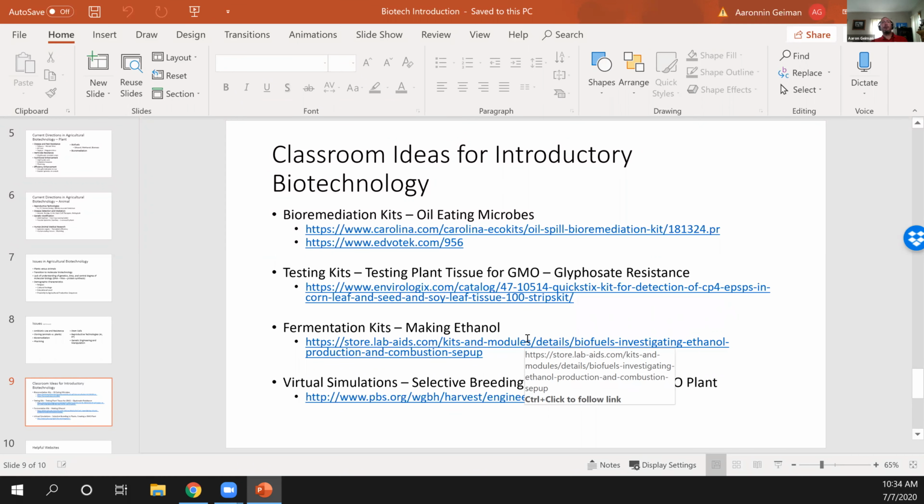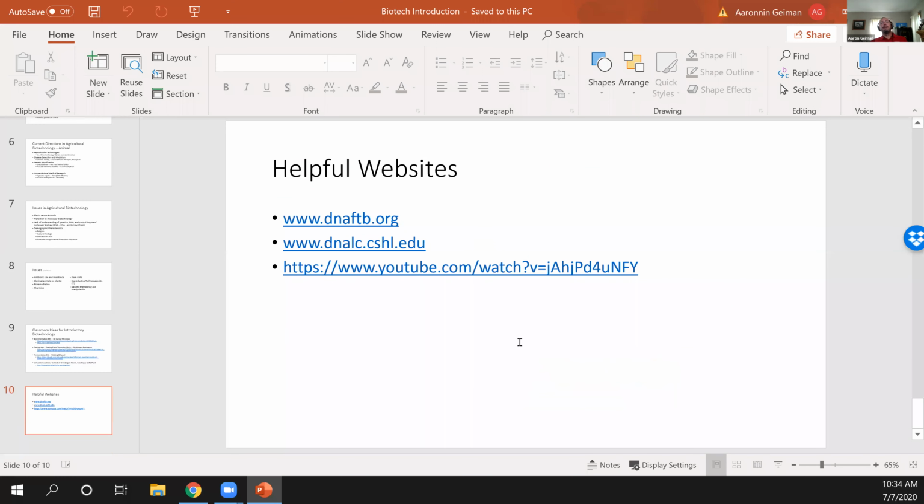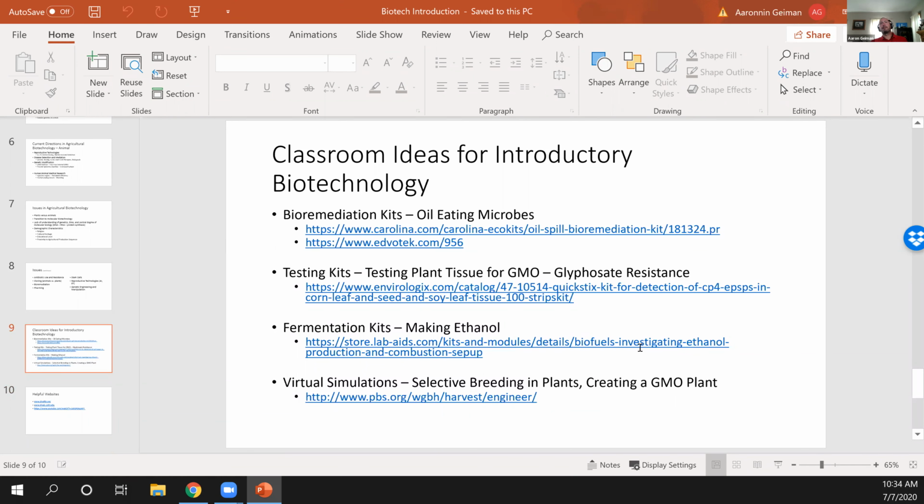Obviously, for making ethanol you can go to the communities of practice and find all kinds of different things, but this is a kit from LabAids out of New York that gets you various scientific tools, such as a condenser unit, so you can have the kids investigate making ethanol using different inputs, whether it's corn, honey, rice, other cereal grains, grass and green matter tissue.